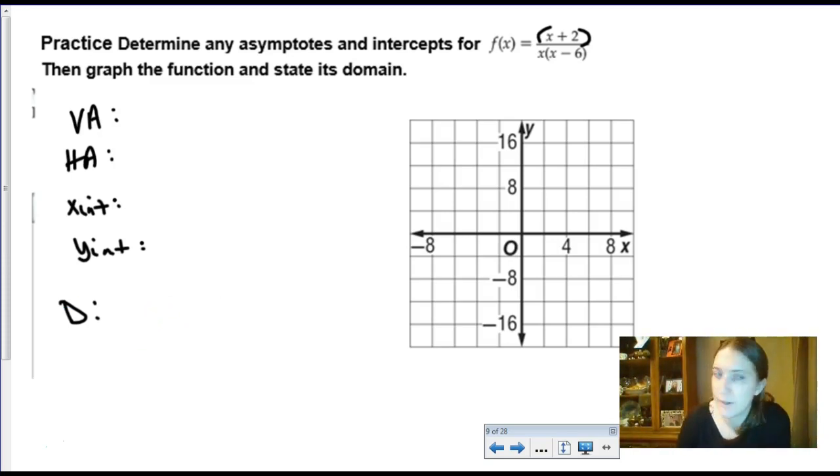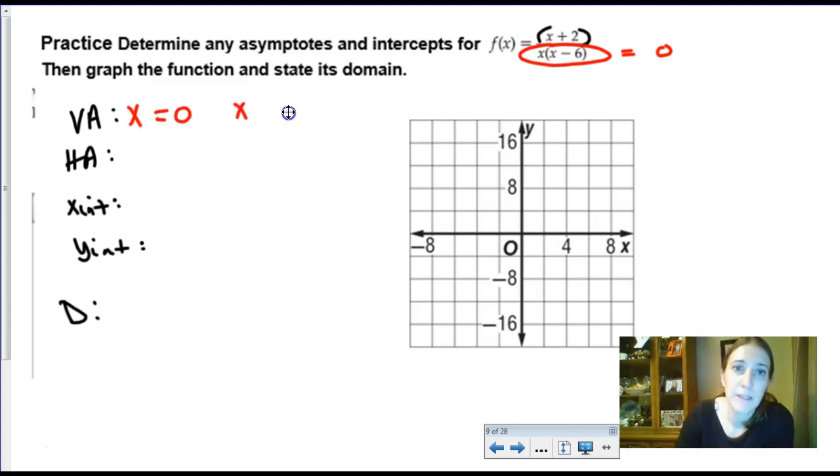Let's talk about vertical asymptotes. That's what happens when you take your denominator and you set it equal to 0 or not equal to 0. So there are two numbers that would be a problem for my vertical asymptotes. The first one would be when x equals 0, and the next one would be x minus 6 equals 0, so x equals 6.